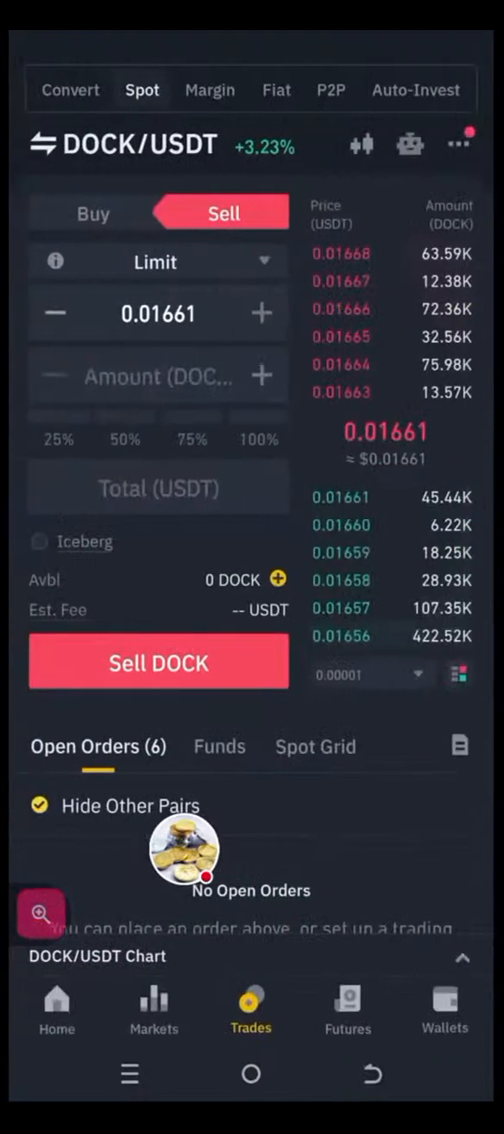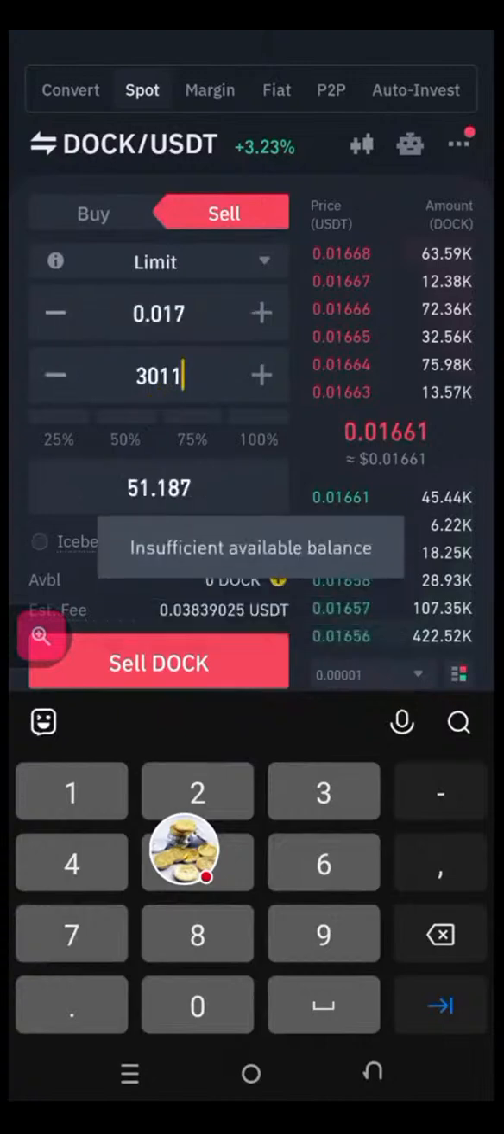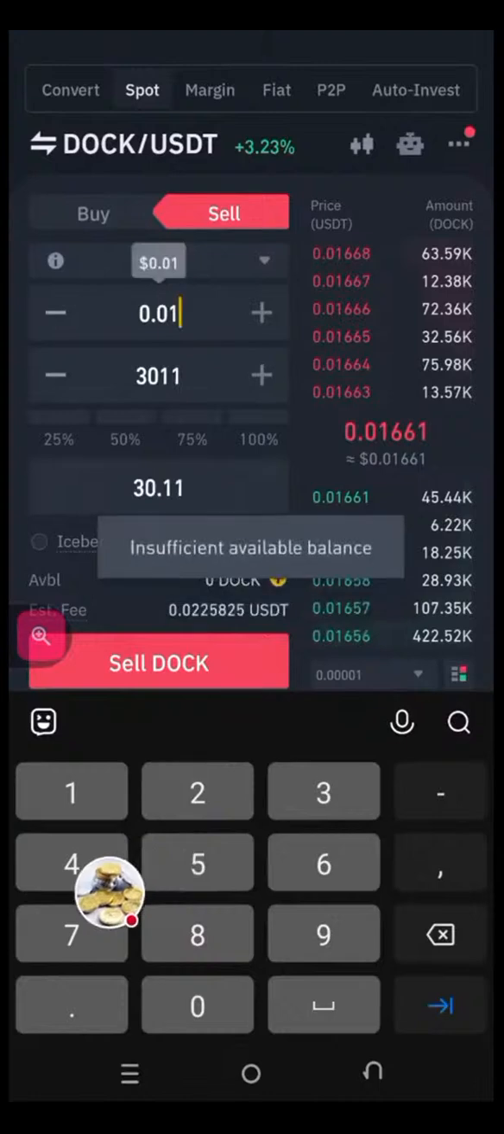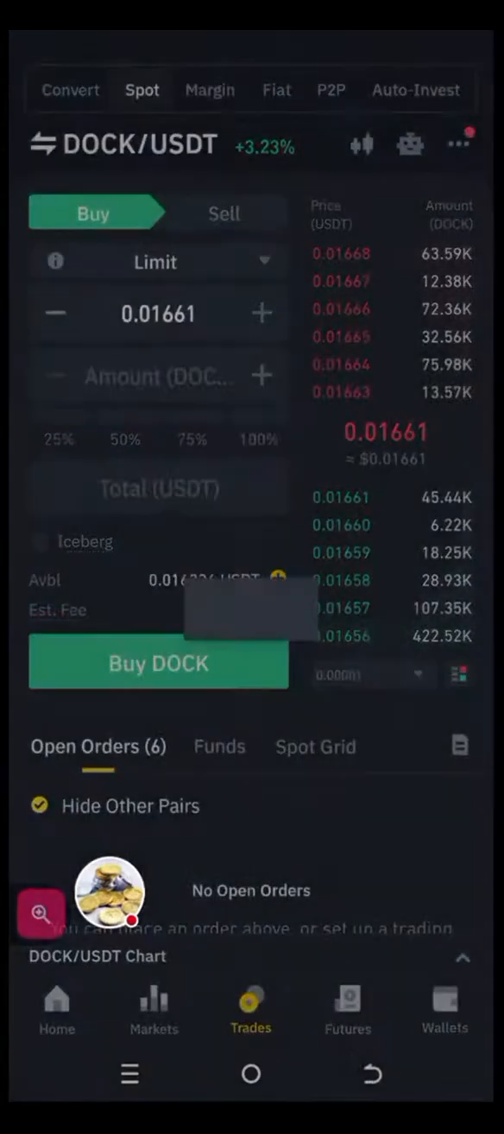Let's see whether it will go to 6.7. Let's see whether we're going to put it at it. Okay, or maybe it should go to 6.9. 6.9. Okay. Let's do this. Let's go with Doc.